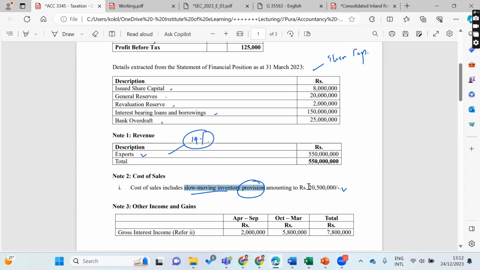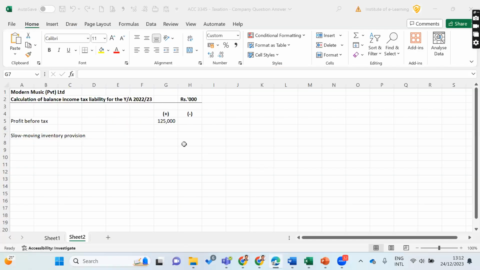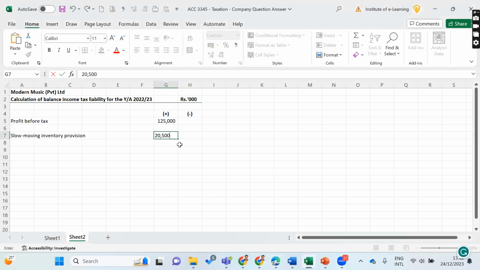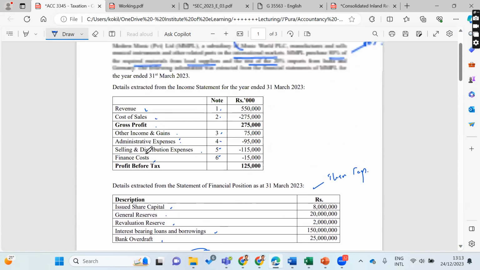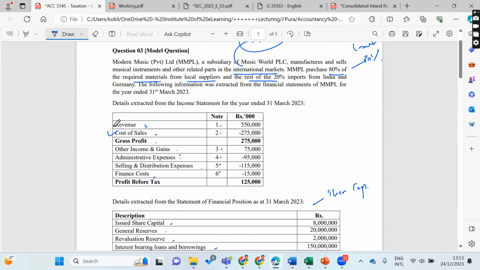Slow moving inventory provisions, how much? You need to make sure you are not taking 1,000 because I'm just doing rupees in thousand, right? 20,500. So the slow moving inventory provision is taken, and the cost of sale adjustment is done, right?